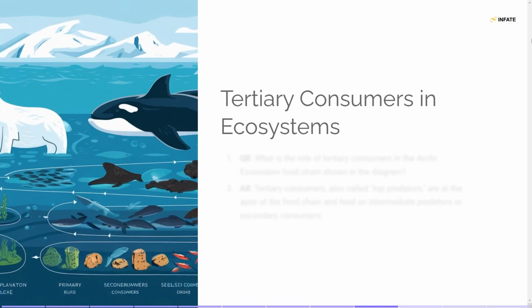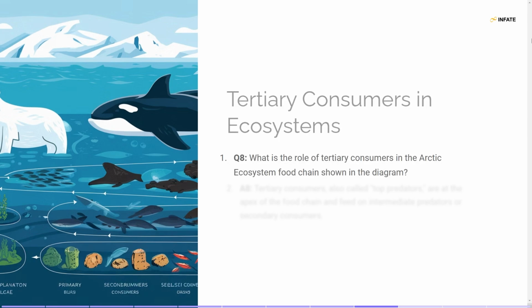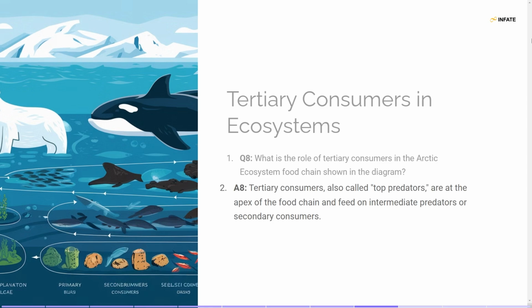Slide 9, Tertiary consumers in ecosystems. This slide addresses the role of tertiary consumers in the food chain. What is the role of tertiary consumers in the Arctic ecosystem food chain shown in the diagram? Tertiary consumers, also called top predators, are at the apex of the food chain and feed on intermediate predators or secondary consumers. This highlights their critical role in maintaining the balance of ecosystems by controlling the population of lower trophic levels.